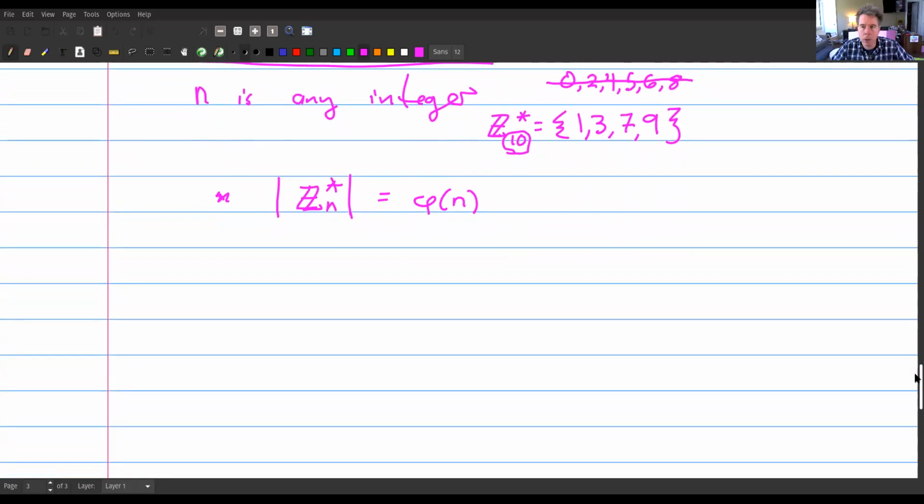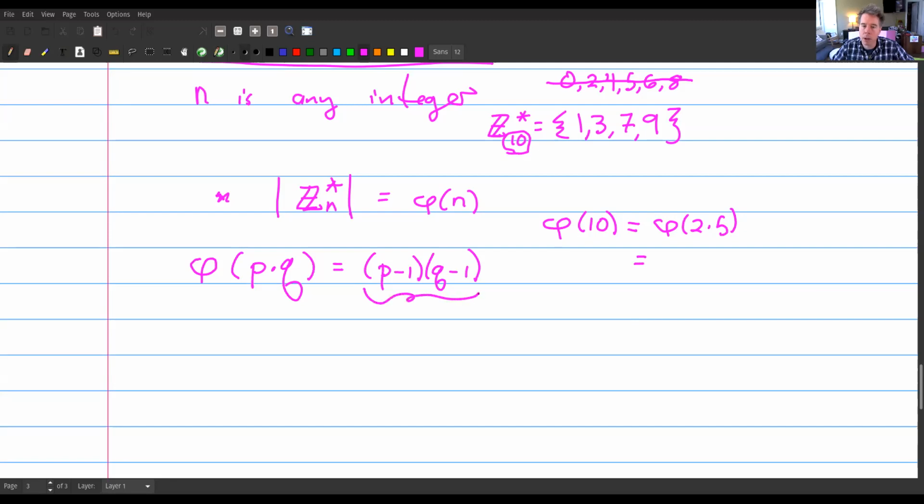Just to remind you of the most important property of the Euler phi function for us, it is if n is a product of primes p and q, then phi of p times q is p minus 1 times q minus 1. But we can actually apply that to figure out phi of 10, because phi of 10 is phi of 2 times 5. So what should that be according to this product here?